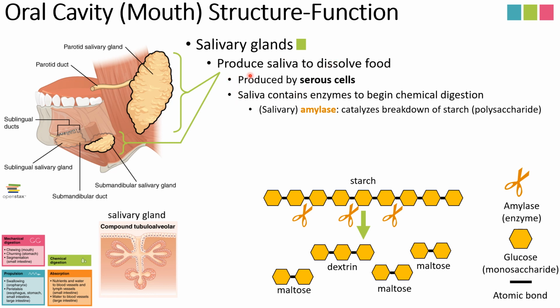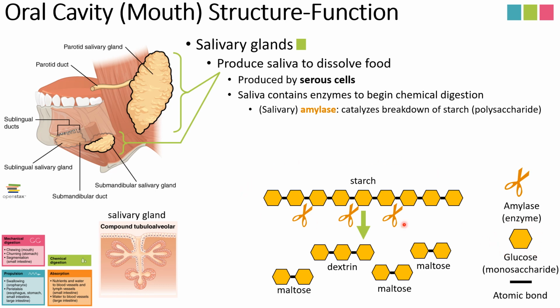So the first one is to produce saliva, and saliva is a specialized secretion which is produced by these serous cells within primarily the parotid and submandibular glands. And specifically, one of the enzymes they're producing is an amylase, which begins chemical digestion. An amylase is an enzyme that breaks down sugar, specifically starch, which is a polysaccharide. And starches are polysaccharides that are composed of glucose.